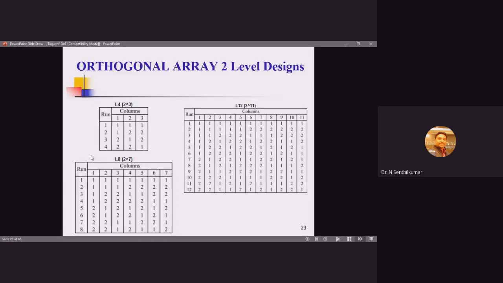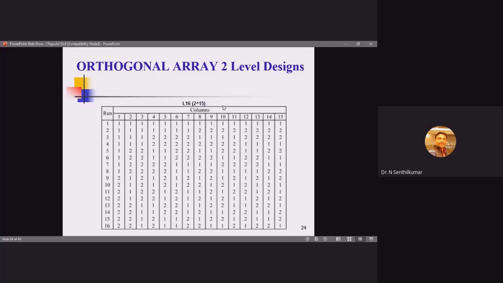So these are some of the orthogonal arrays: L4, L8, L12. You can see these are all 2 level values. 1, 2. So first column 100, 100, 200, 200. This is 0.1, 0.2, 0.1, 0.2. This is 400, 500, 500, 400. Likewise, only 2 values are possible for each variable with this. Then L16, this is also 2 level.